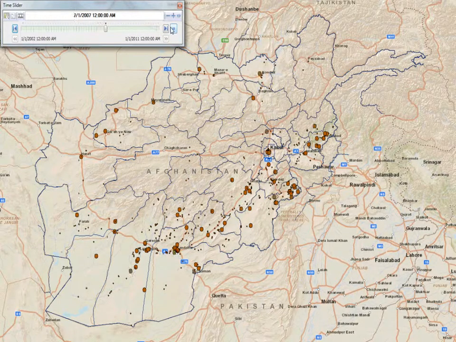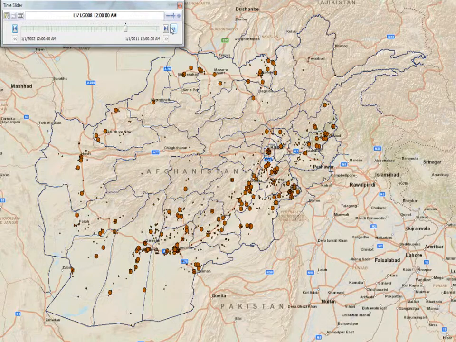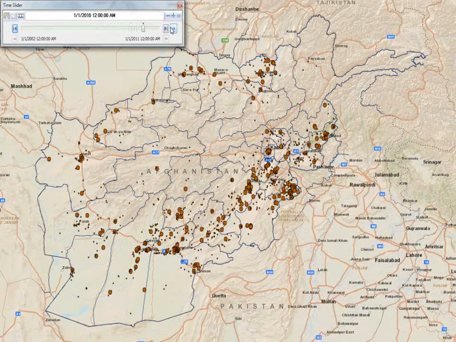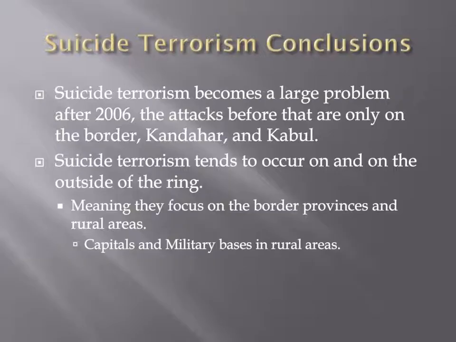Okay, now what we see here is attacks. The larger dots are suicide attacks, and the smaller dots are normal terrorist attacks or other terrorist attacks. And what we see is attacks tend to focus in cities. They're spread around. They started to propagate a lot after 2006. That's when there was a huge increase in suicide attacks. And the border provinces tend to see a lot of suicide attacks in the rural areas, in addition to the cities. That's only the southern and western border provinces.